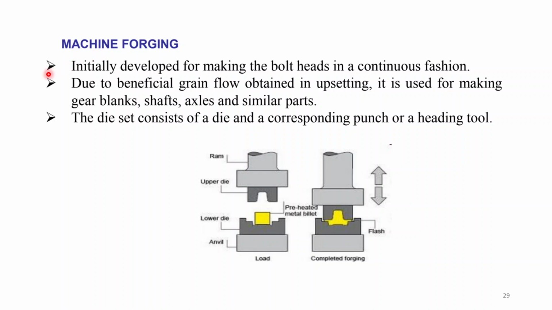Now machine forging was initially developed for making bolt heads in a continuous fashion, and due to the beneficial grain flow obtained in upsetting, it is used for making gear blanks, shafts, axles, and similar parts. The die set consists of a die and a corresponding punch or heading tool. Here you have the lowest part as the anvil, then the lower die, then the preheated metal billet, then the upper die. This will form a particular cavity, and then you have the ram.